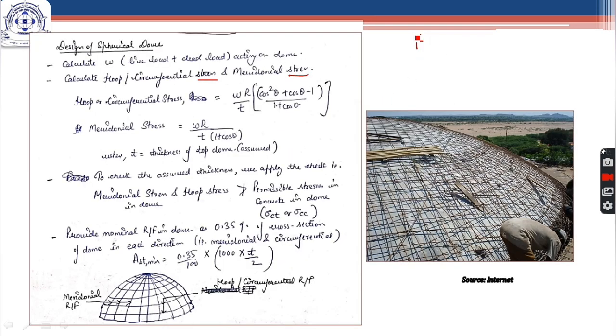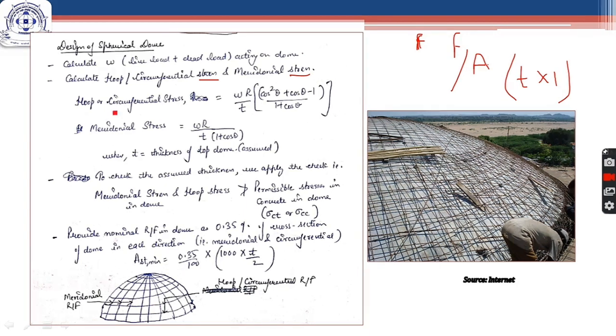Now we know the stress is equal to force upon area, that is the cross-sectional area of any element. So the cross-sectional area of dome will be the thickness of the dome into the length of the dome, which is usually taken as 1 meter because we don't know the length of the dome. So the circumferential or hoop stress can be calculated as the circumferential or hoop force divided by T into 1. So this is the formula for circumferential force, which I have explained to you in the previous slide.